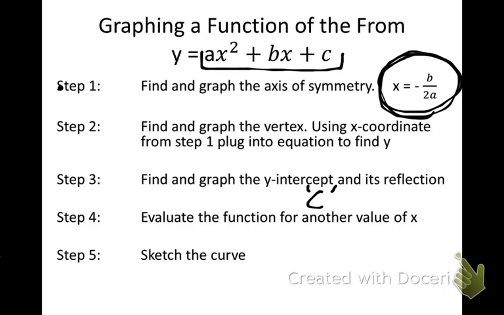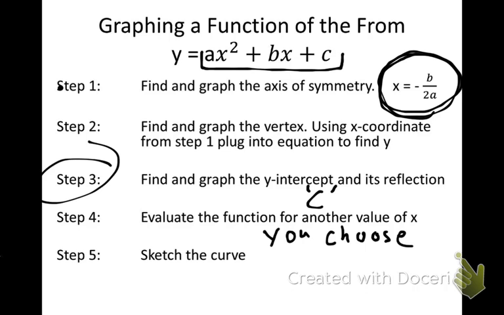Step 4, evaluate the function for one other value of x. It does not matter. You choose the value. All right, now there are some values that are easier than others, but you choose the other x value. Now, when you're thinking about this, which values are always easiest to plug in? 1, 2, 3, 4. Could I have 0? Why not? Nice job. Why could I not plug in 0? Because it's already at my y-intercept. My y-intercept is where x equals 0. So I already have that located, actually.